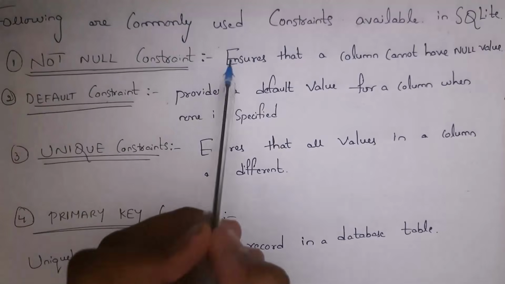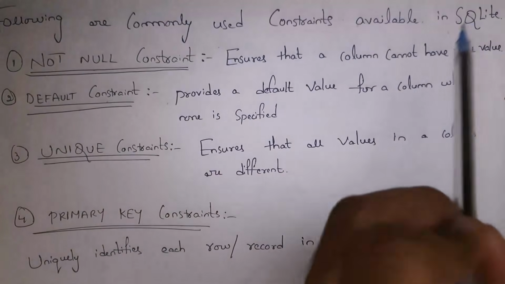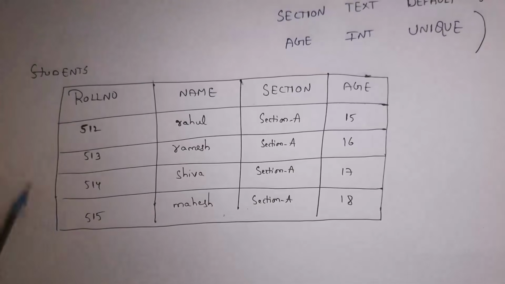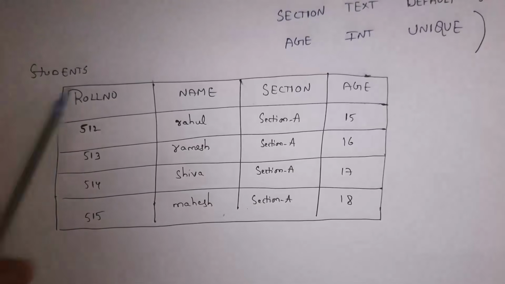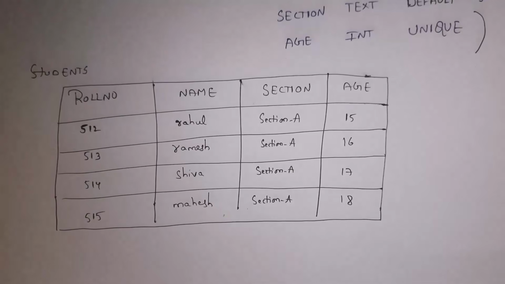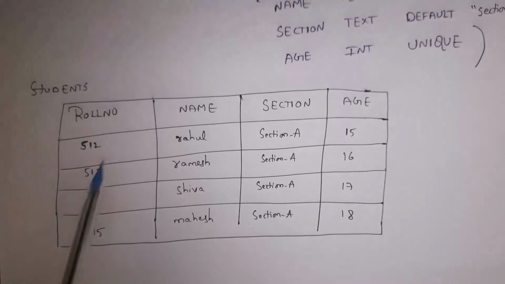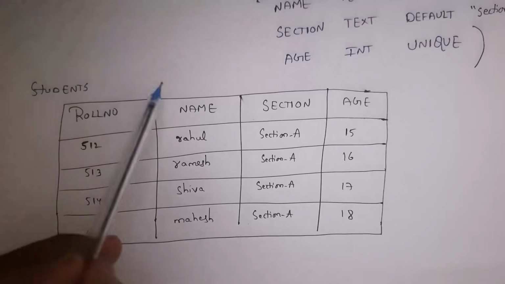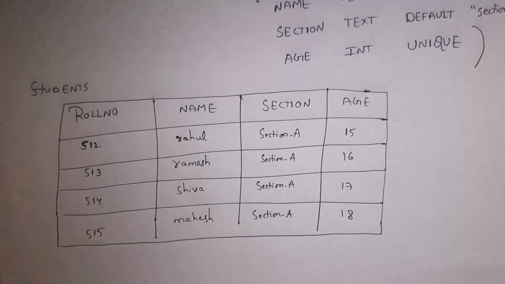The not null constraint ensures that a column cannot have a null value. For example, this is my table. In this table, I want to apply the not null constraint to this roll number. Whenever you apply the not null constraint to a particular column, then we cannot give null values to this roll number. Definitely you need to give a value. This is the use of the not null constraint. If you apply it to a particular column, then we cannot give null values to that column.